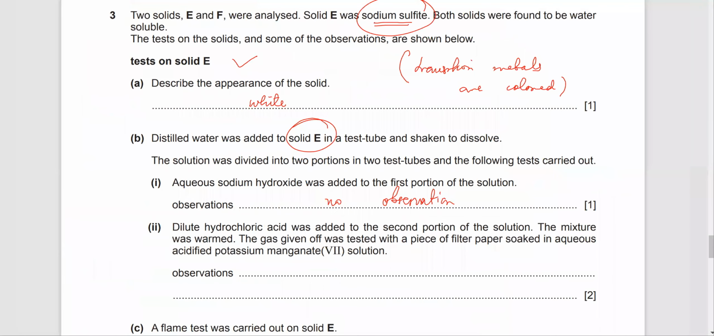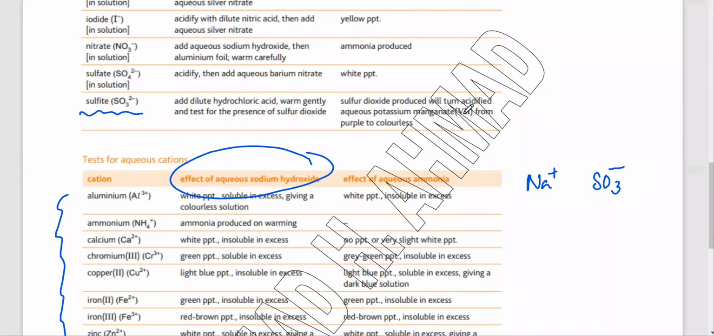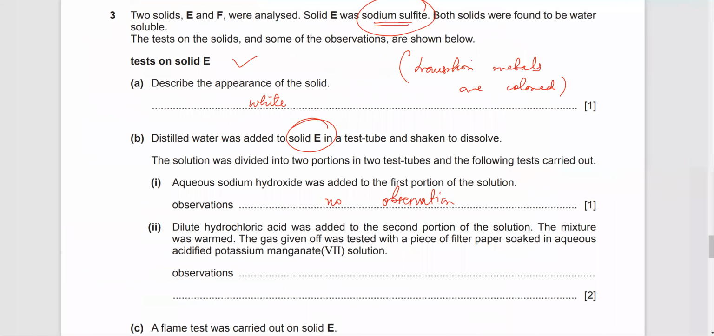So if you go back and have a look, the mixture was warmed, hydrochloric acid was added, and the gas was tested with manganate(VII). तो हमने बस इसका टेस्ट कॉपी कर देना है. ऑब्जर्वेशन क्या होगी? It changes from purple to colorless. So this is all about memorization and recall. तो the only observation is, और observation में याद रखना कि reaction वो पूछ नहीं रहा होता, ना formulas लिखने होते हैं.